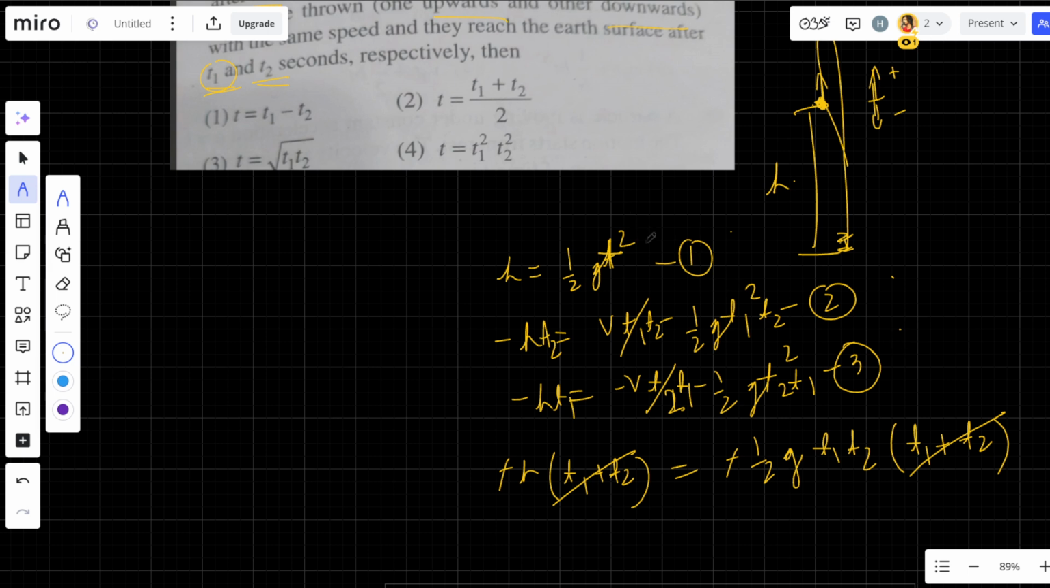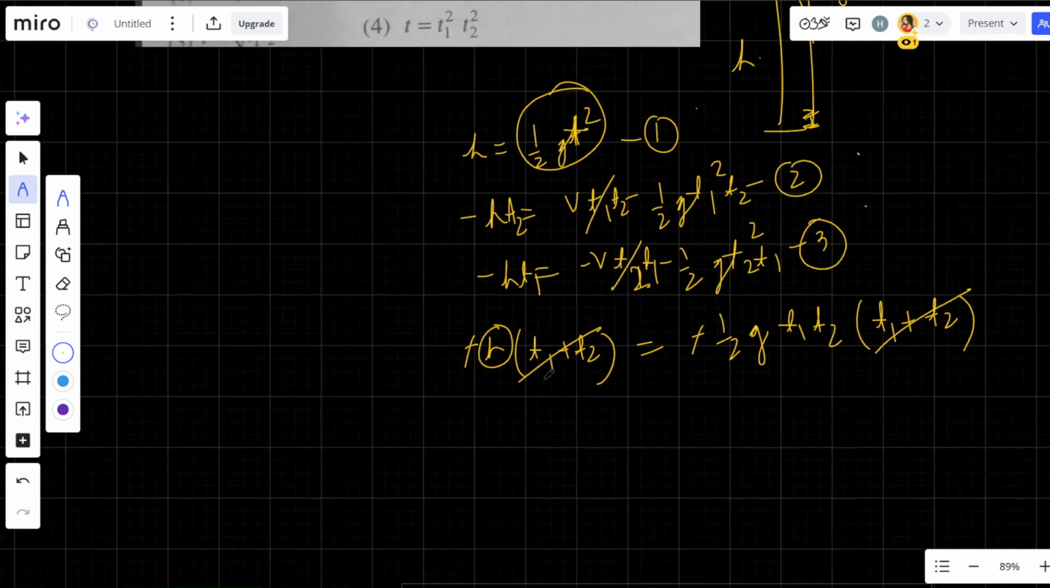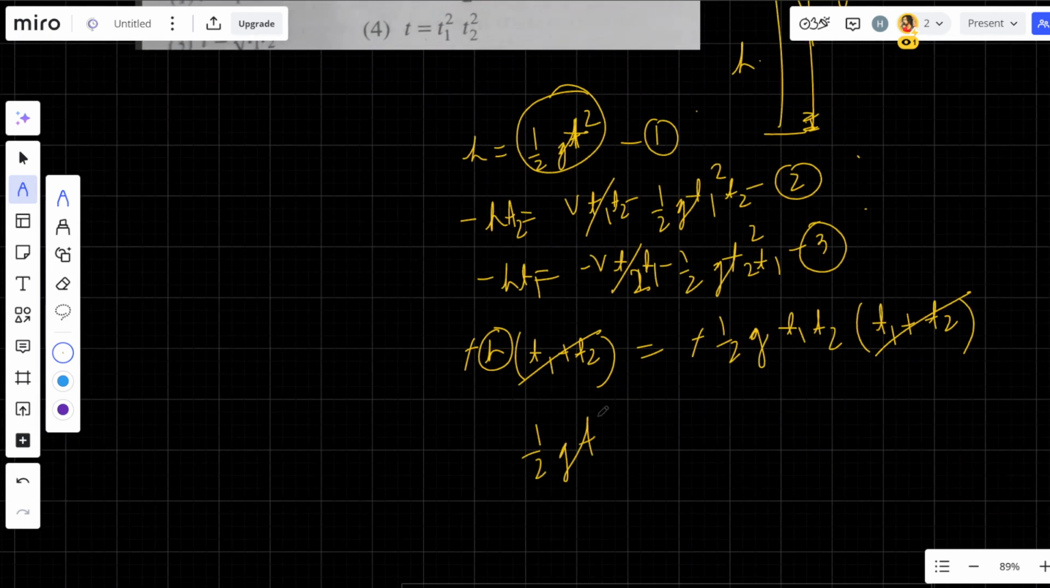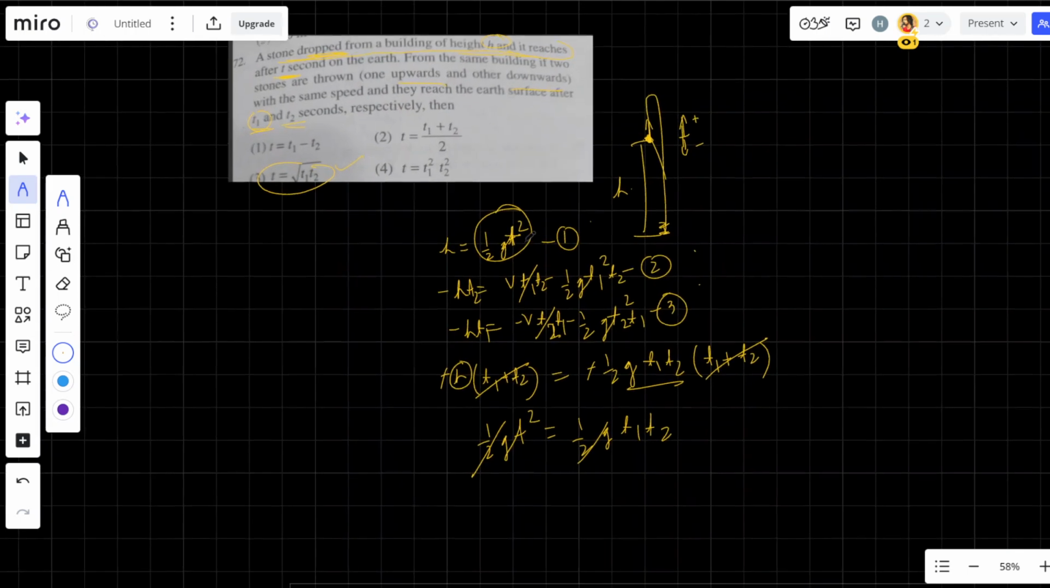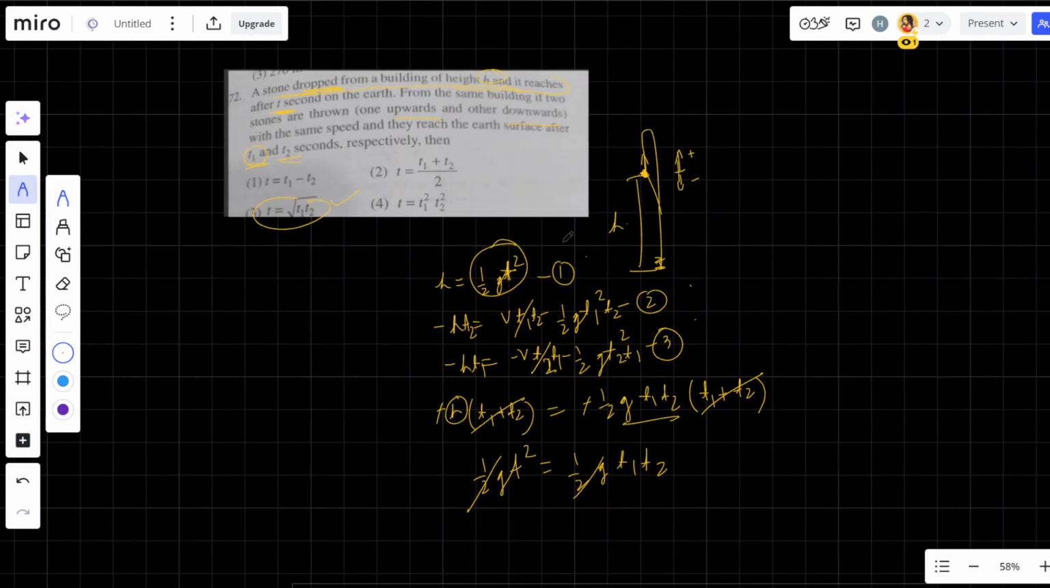Now instead of this h, can I write half g t square from the first equation? So half g t square is equal to, on the right hand side, half g t1 t2. So half g goes away. T square is equal to t1 t2. Any doubts? You just had to manipulate the equations to get your answer. That's all.